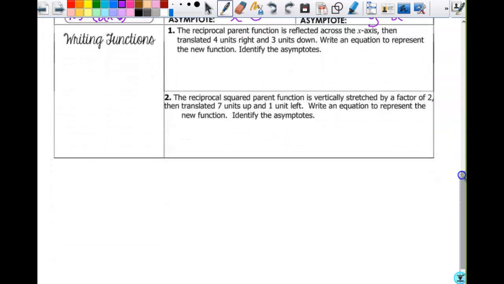So number 1 says the reciprocal parent function is reflected, means I'm going to have a negative, across the x-axis, then translated 4 units right and 3 units down. So I don't have to worry about a or b. I just have c and d. So f of x equals, so it's across the x-axis, so I know that the negative has to be in the numerator. I'm going to translate 4 units right, which means this will be x minus 4 down here. And then 3 units down, I'll have a minus 3 out there.